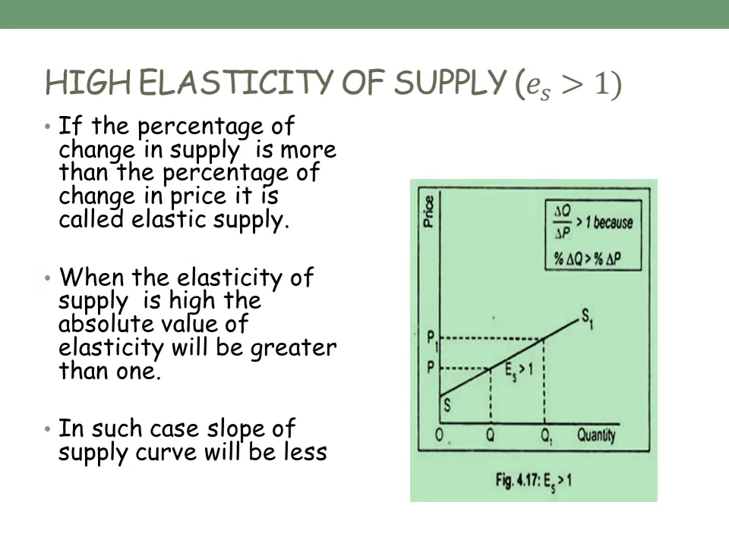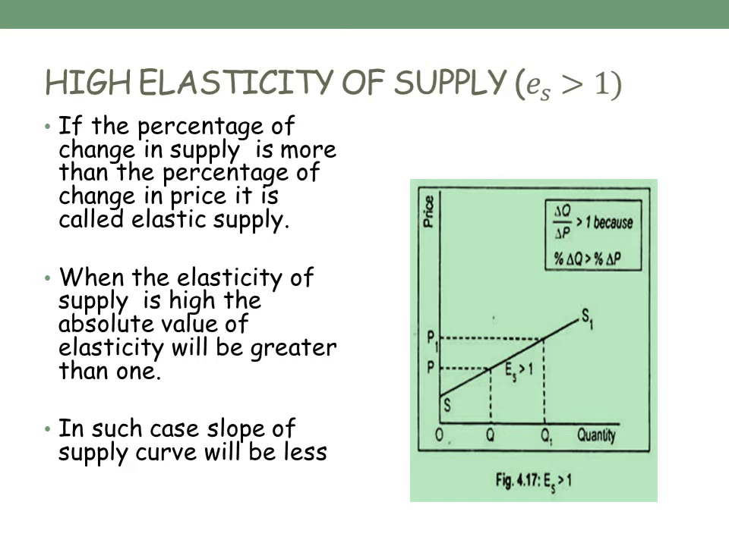So this is the graph of high elasticity of supply, where you can see the price becomes P1 from P. The quantity supplied increases from Q to Q1. Here the percentage change in supply is more than the percentage change in price.